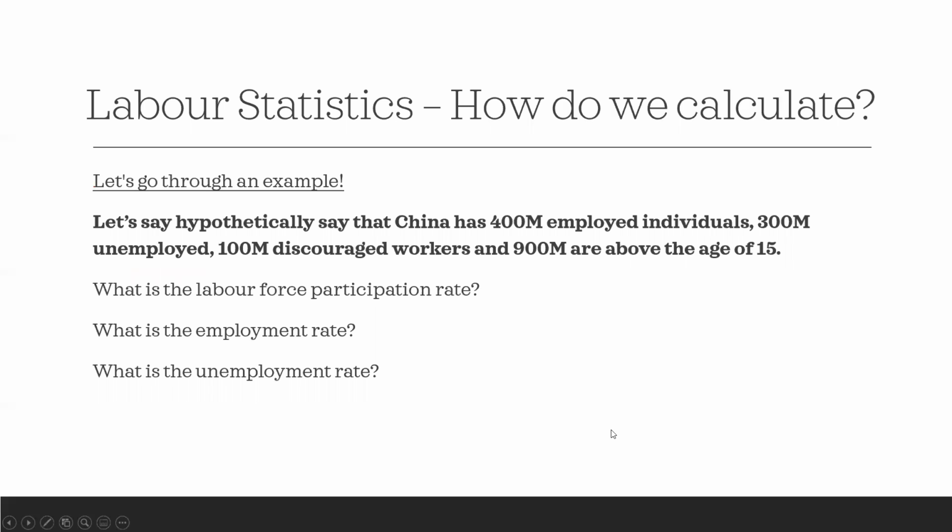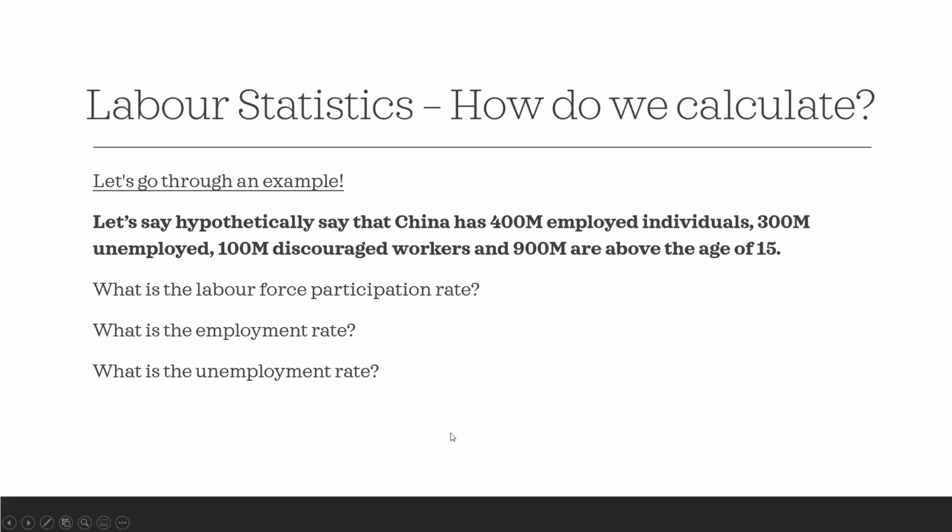Now let's go into labor statistics. How do we calculate them? So the best way to learn is probably going to be just going through an example, and we can go kind of step by step. So let's say hypothetically that China has 400 million employed individuals, 300 million unemployed, 100 million discouraged workers, and 900 million of the population are above the age of 15. So we're going to answer these questions.